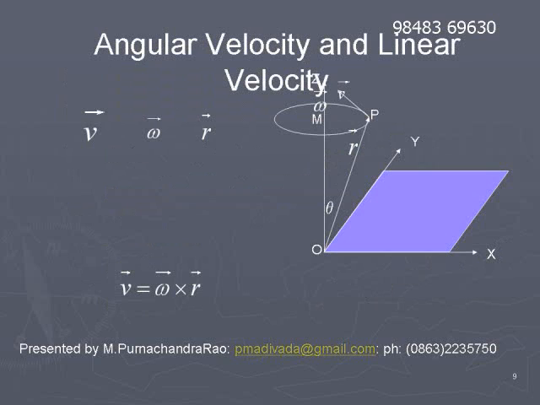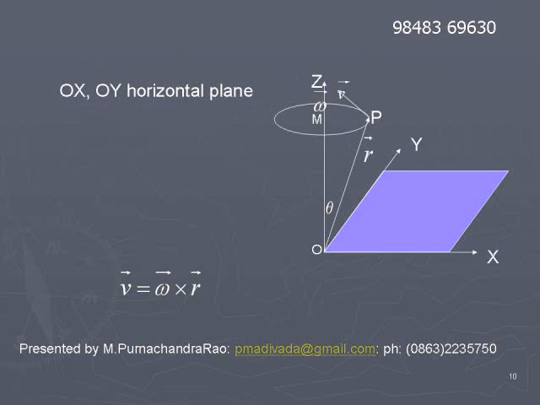The relation between linear velocity and angular velocity can be expressed as a cross product. Here we come across three vectors: velocity vector, angular velocity vector, and position vector. To understand this, imagine OXOY is a horizontal plane and OZ is perpendicular at the origin. Then consider a point particle P which is rotating in a horizontal circle at some height.